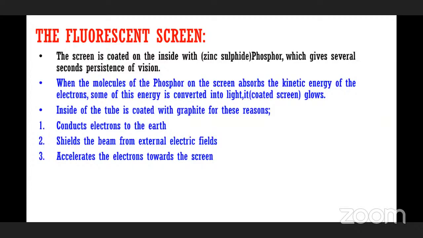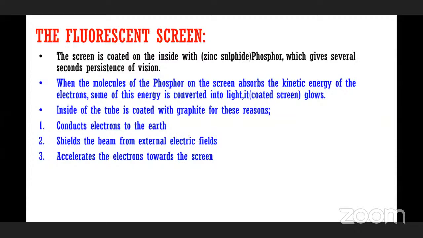And what is the purpose of the screen? And how is it working? The screen is coated inside with zinc sulfide, phosphor, which gives persistence of vision. When the molecules of the phosphor on the screen absorb the kinetic energy of the electron, some of this energy is converted into light, and at that point it glows. The screen normally has a persistence of a fraction of 1/20 of a second, and therefore it glows even after the beam of electrons has passed.